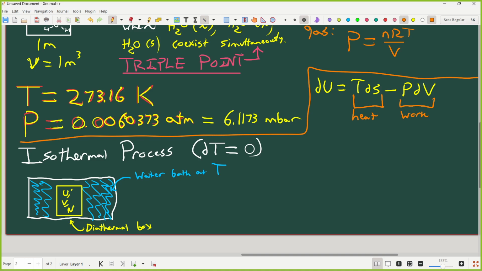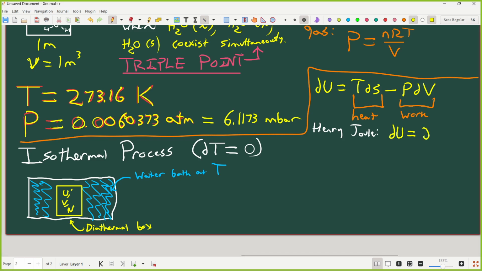There's another way to write this, and this is from Joule, way, way long ago. I think Henry Joule was around before even Gibbs was born. He wrote this like this, and he's totally right. He says that the change in energy is the sum of the change in heat, which is Q, and the work. Whenever you see me write the letter Q, that means heat, and W stands for work.